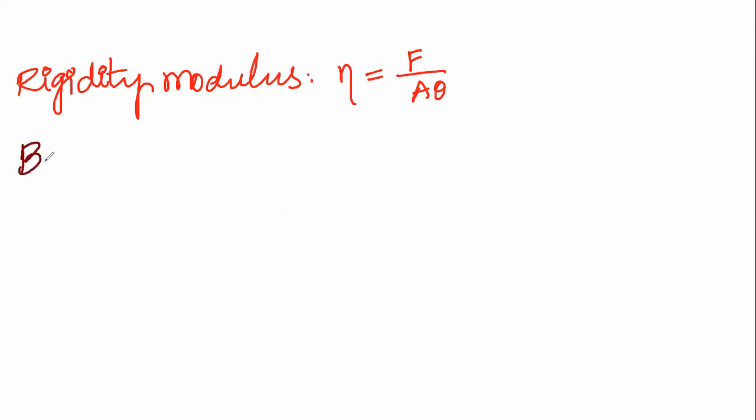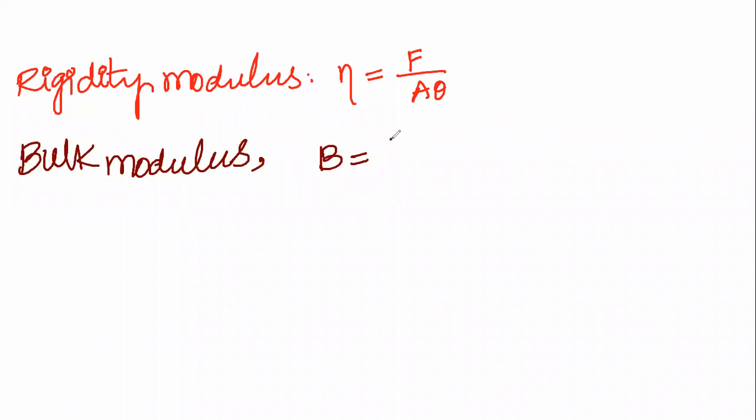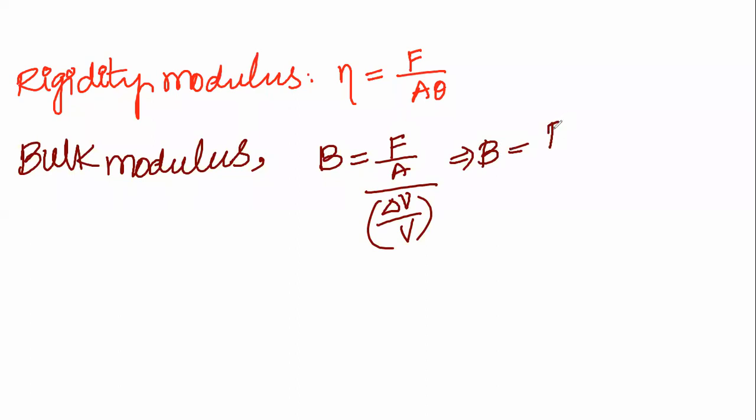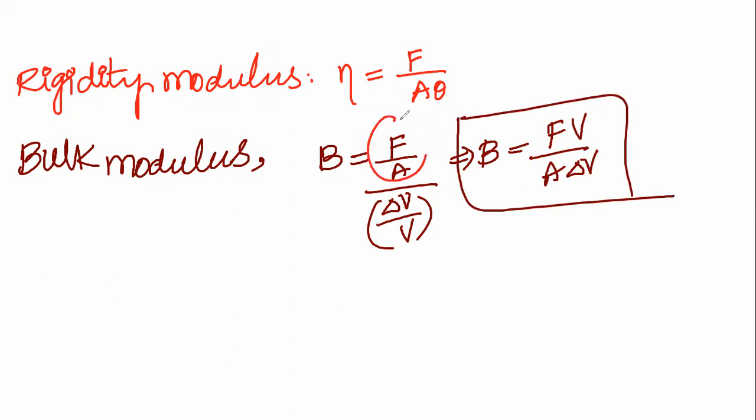Next, bulk modulus. Bulk modulus B is equal to bulk stress divided by bulk strain, that is F by A divided by delta V by V. So B is equal to FV divided by A into delta V. Instead of this, force per unit area is pressure. So B is equal to pressure P divided by delta V by V. Therefore, B is equal to PV divided by delta V.